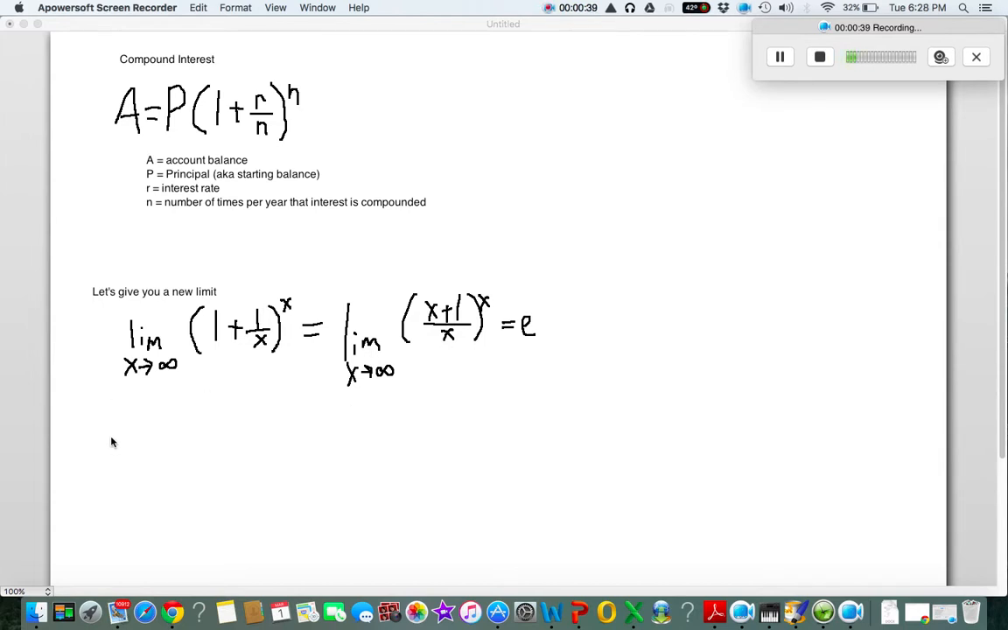So what's going to happen as we take this equation and we want to compound it an infinite number of times.